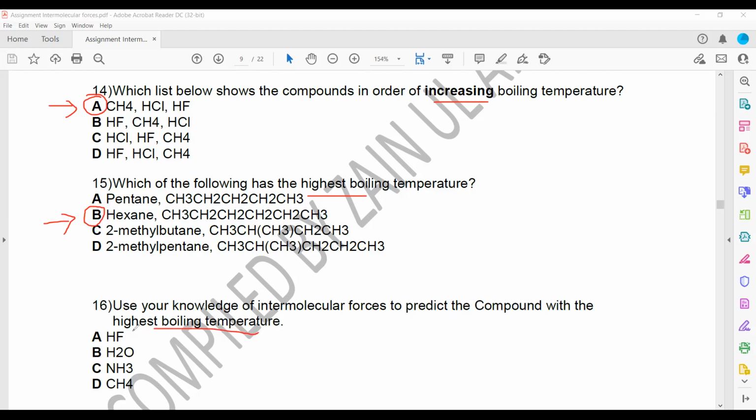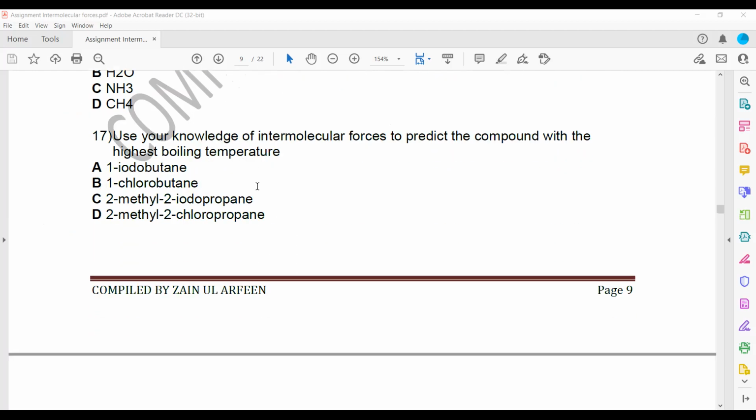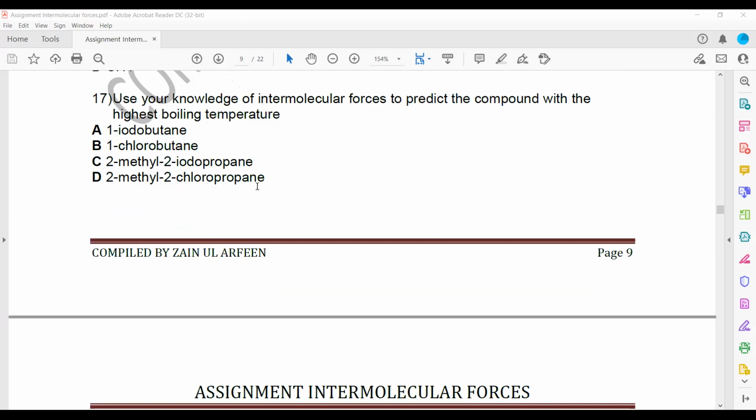So even though these three have hydrogen bonds, and the hydrogen bond in hydrogen fluoride is stronger, what happens as a result is that water can form two hydrogen bonds per oxygen, as compared to hydrogen fluoride or NH3. That's why it will have the highest boiling point. Then, use your knowledge of intermolecular forces to predict the compound with the highest boiling point. So how can we work out the compound with the highest boiling point? We have to check.